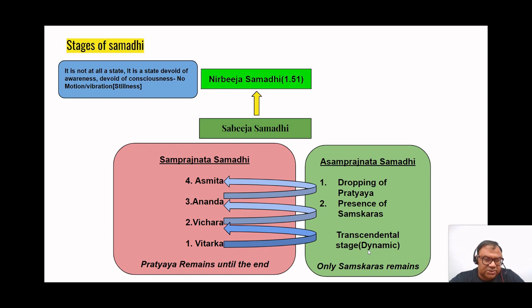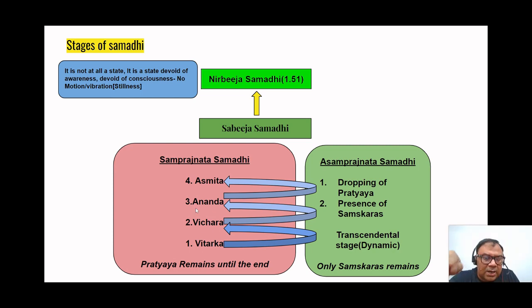That is also called the transcendental stage, and that's why this Asamprajnata Samadhi is also called the dynamic stage. And what is happening at this stage? Let me tell you how. Whenever you are at the Vitarka level, you were concentrating on one form of God. So, to move from Vitarka to Vichara, you need to drop that pratyaya, drop that content of mind, drop that form of God, drop that form of Om, Pranava Om. And what will remain? Samskaras will remain. Then via this Asamprajnata Samadhi, you'll reach from Vitarka to Vichara.